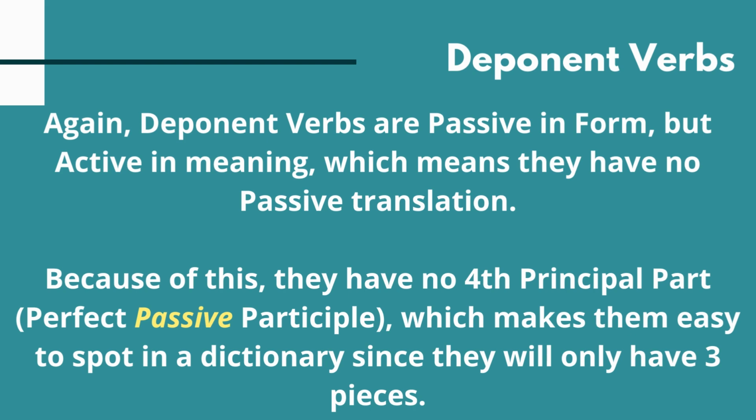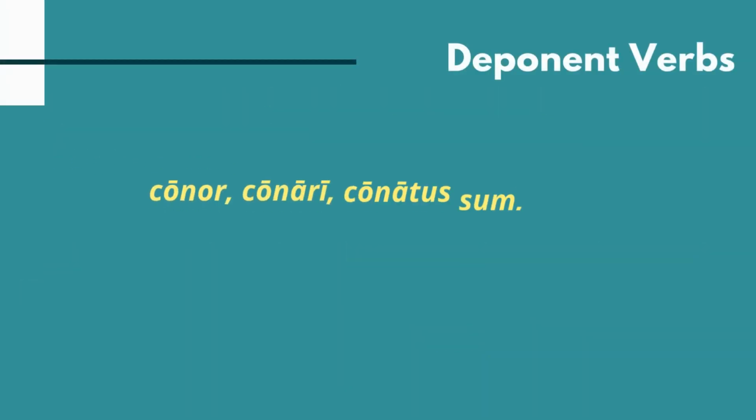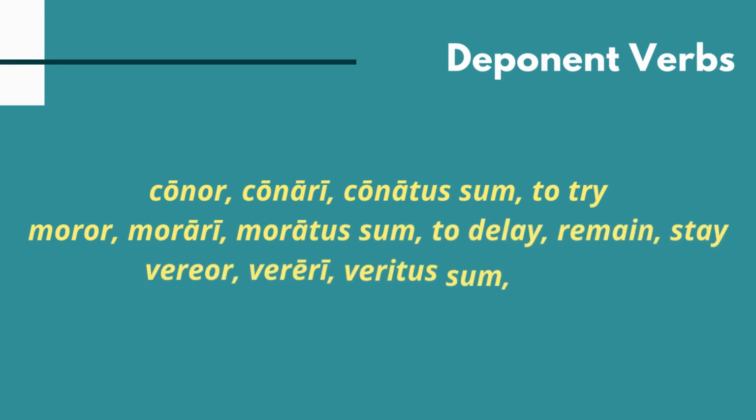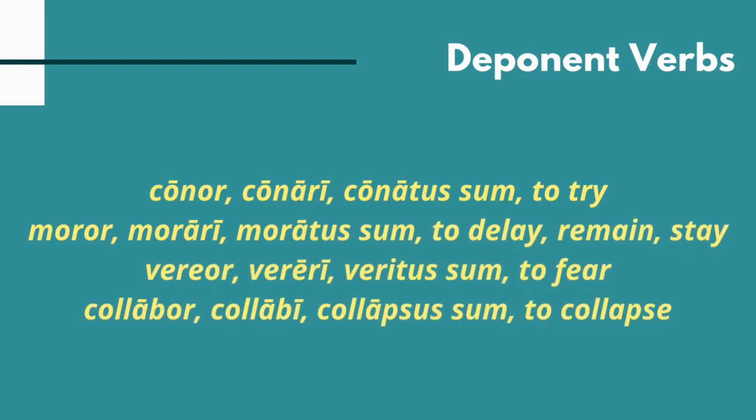Okay. So like I just said, they have no passive translation, right? They're passive in form, but we're not translating them passively. So since they don't have a passive translation, they're missing that fourth principal part, which is a perfect passive participle, because they can't be translated passively. So because of this, they only have three pieces, which makes them really easy to spot in a dictionary.